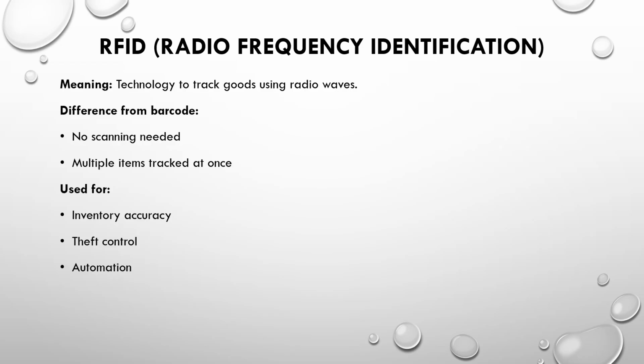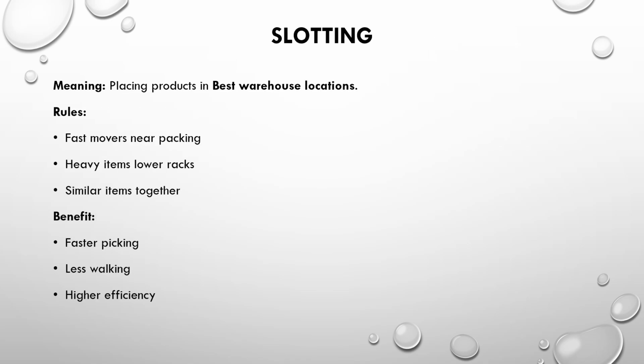Where is RFID used? It is mainly used for improving inventory accuracy, preventing theft and loss, and enabling automation in warehouses. So RFID is a modern tracking technology that helps warehouses work smarter, faster and more efficiently.